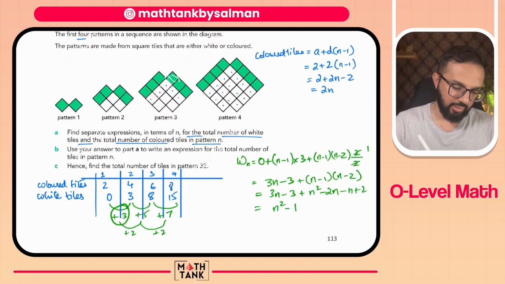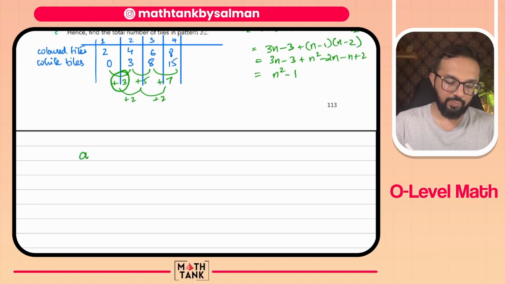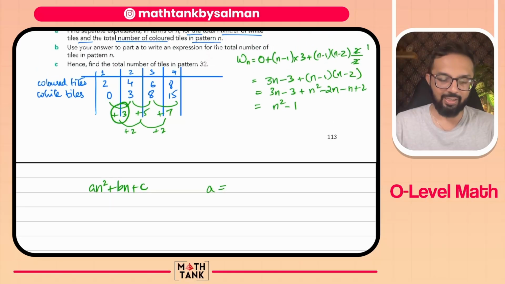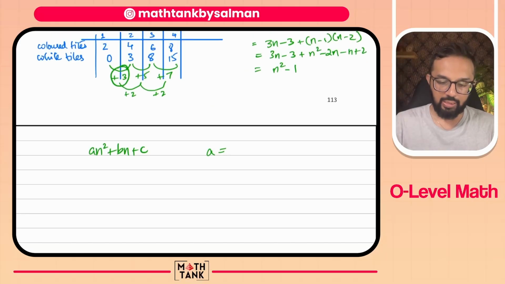Yes, there is an alternate way of doing it. What I want you to realize is that every quadratic sequence can be written in the form an square plus bn plus c. Okay, a is always half of the second difference. That is what this expression was telling you. What is a then? A is basically 2 divided by 2, half of 2 basically. So that gives me 1. Okay, so my expression becomes 1n square plus bn plus c.